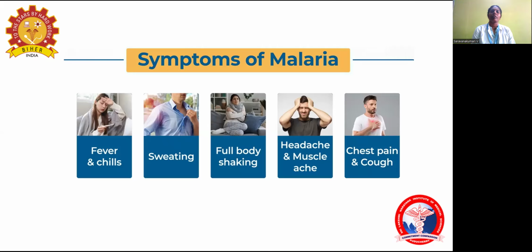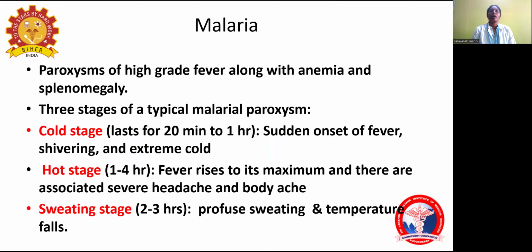Patients complain of fever with chills, sweating, headache, and dry cough, which are some of the symptoms of malaria. Malaria has paroxysms of high-grade fever along with anemia and splenomegaly. It has three stages. One is the cold stage, and it lasts for 20 minutes to 1 hour. It is a sudden onset of fever with shivering, followed by the hot stage, which lasts 1 to 4 hours.